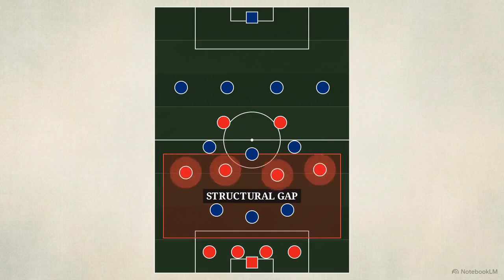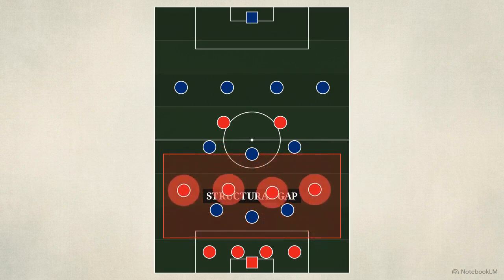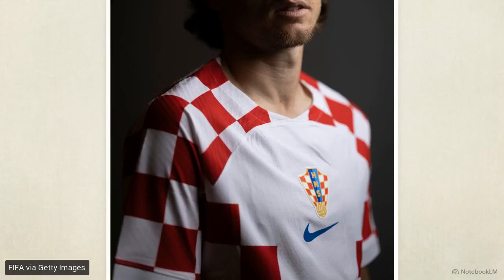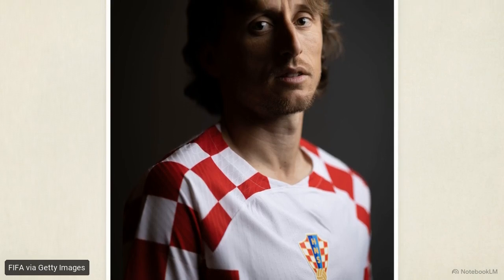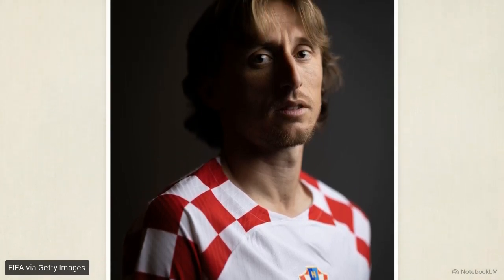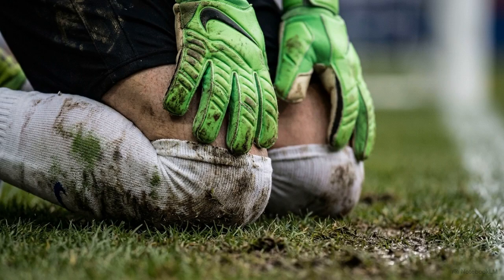This forces the midfield nodes, highlighted in red, to sprint back and forth, draining the stamina of their aging core. The physical toll showed. Luka Modric, typically the maestro of the midfield, appeared out of touch and struggled to hide those glaring defensive holes. Livakovic's heroics in goal were a temporary fix, merely delaying a collapse caused by systemic fatigue.